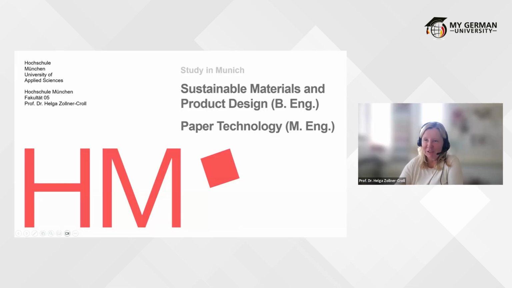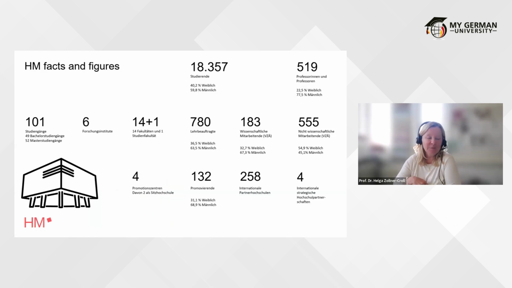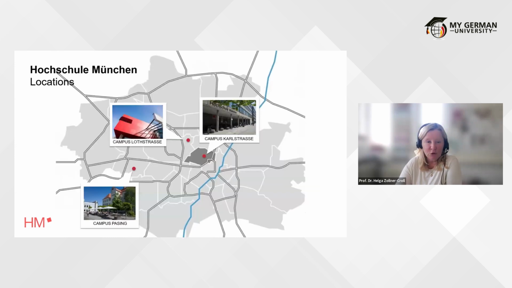Thank you very much for your introduction, and I'm very happy that I can present you our master's program in paper technology at Munich University of Applied Science. Munich University is the second largest university of applied science in Germany, and we have over 100 different study programs, 16 different research institutes, and we are going to look into our different locations.